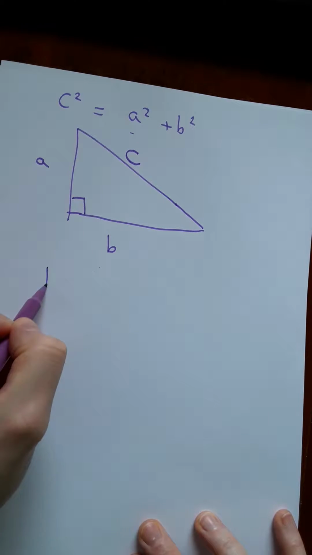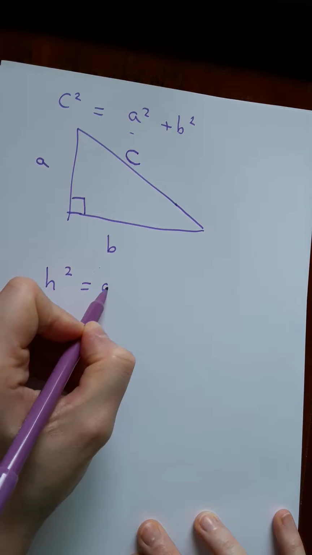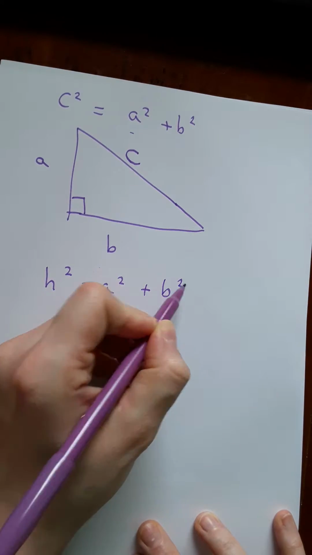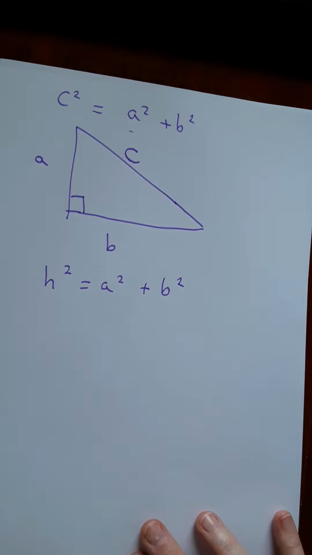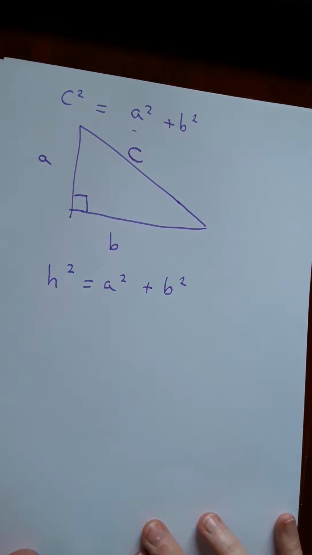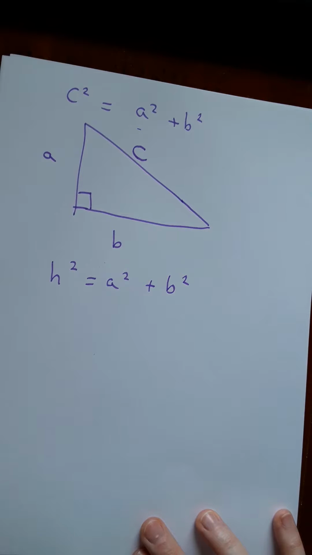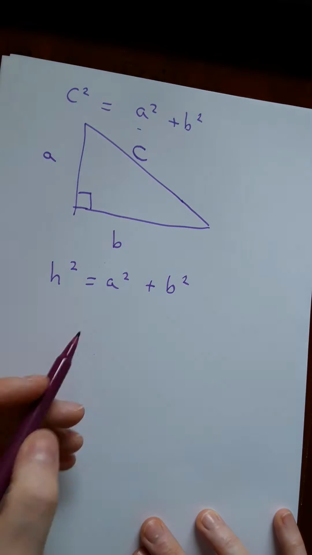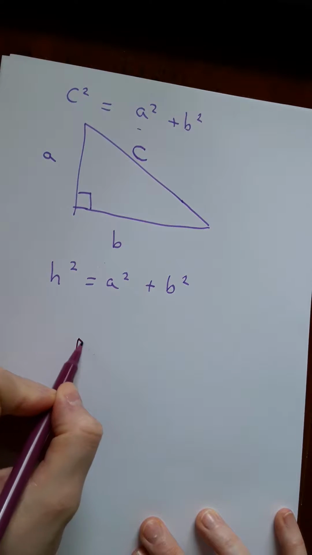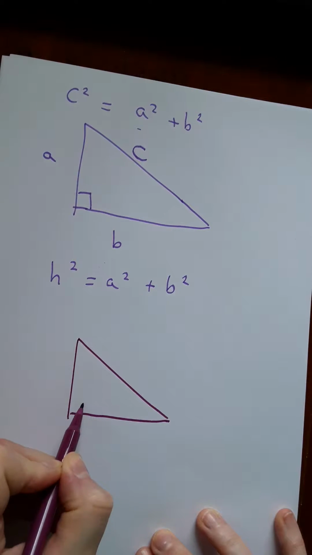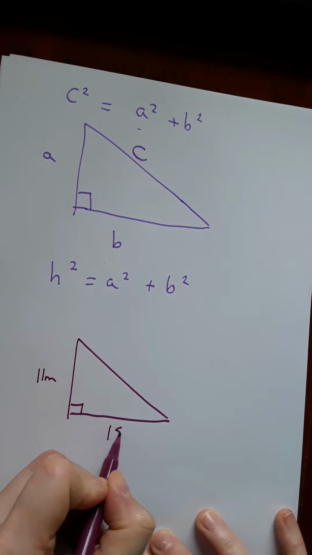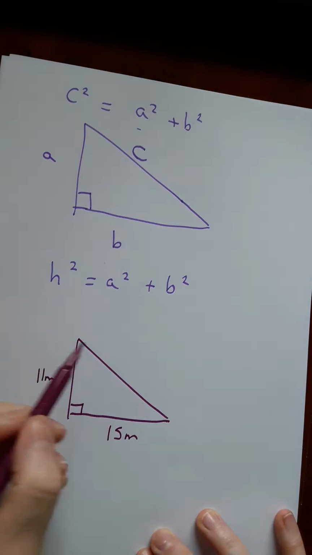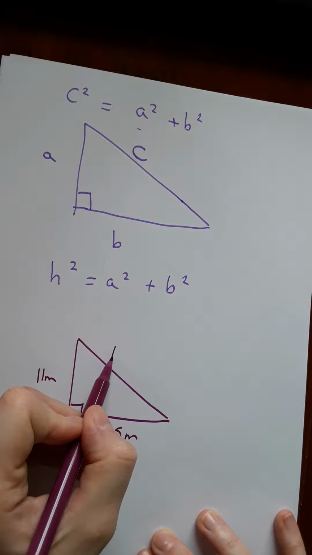So I suggested that if you find it hard to remember what to do, that you remember h squared equals a squared plus b squared. So I thought we could do some examples, and then I will show you how to manipulate it. So let's just make up some numbers. Imagine if you had 11 metres here, 15 metres here, and they wanted to find out the length of your hypotenuse.